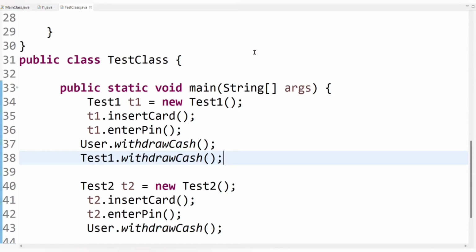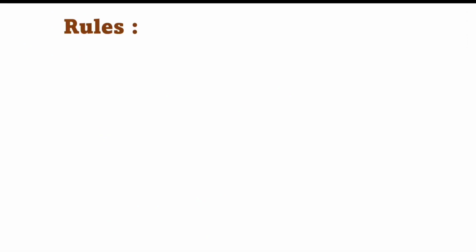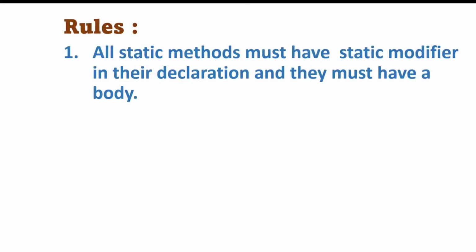It will definitely increase the performance of a program. And second thing, if you want to implement common functionality for all classes without overriding it and without creating an object of a class, then also you can go with interface static method. Clear? Now let's focus on some rules that we should remember about static method. So first rule is all static methods must have the static modifier in their declaration and they must have a body. And due to these two things, the compiler understands that this is a static method in a program. Otherwise, the compiler will raise an error.